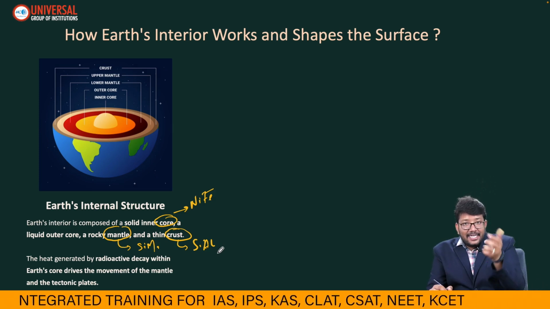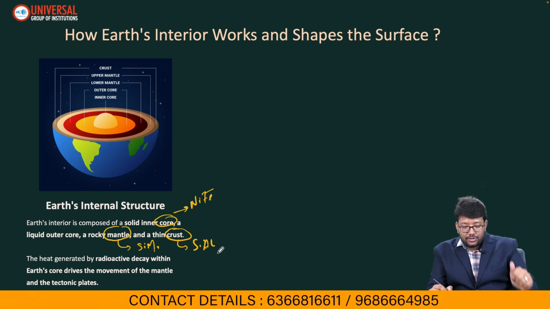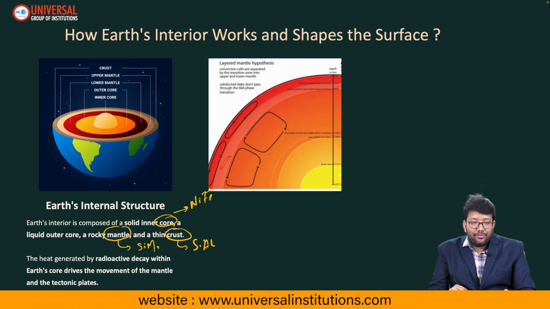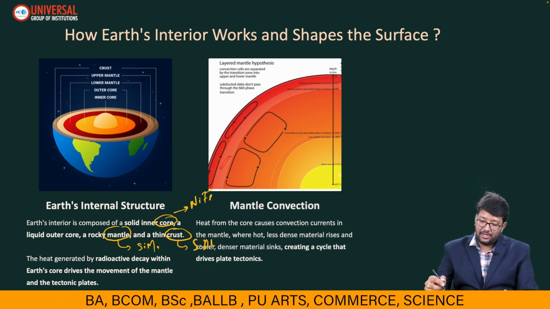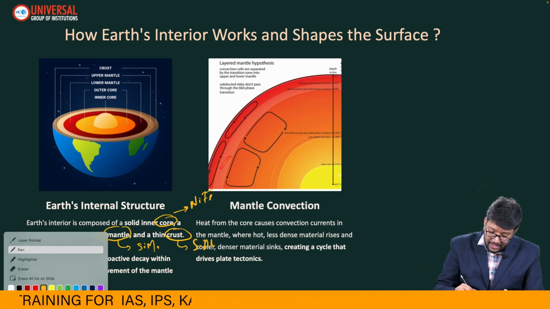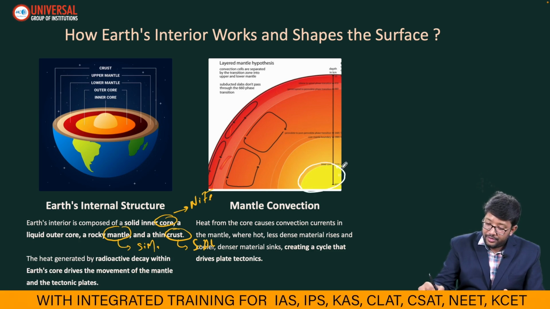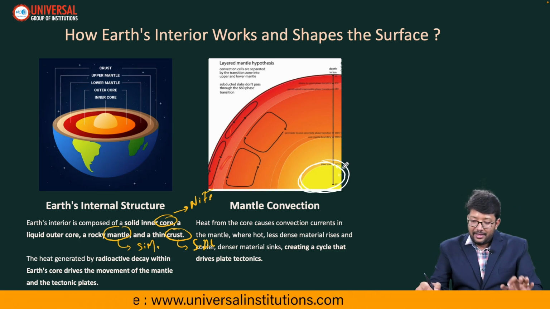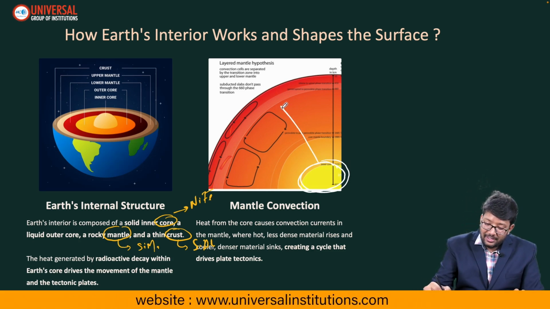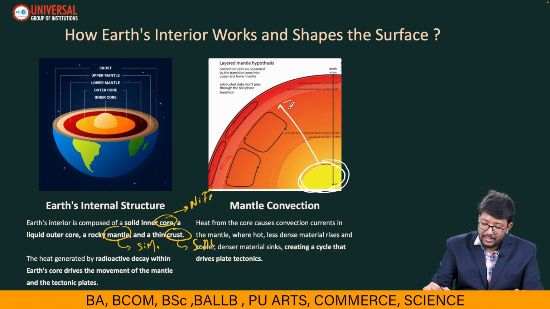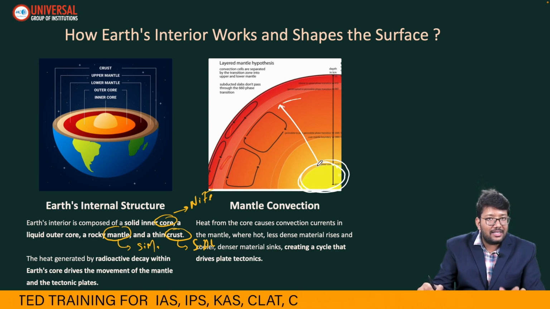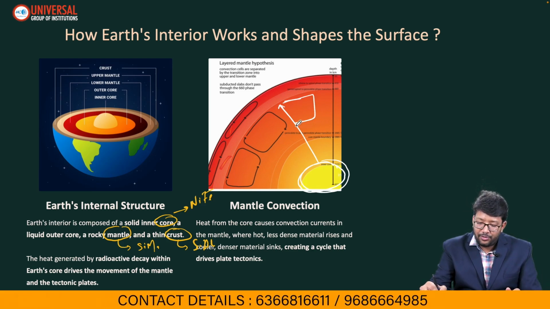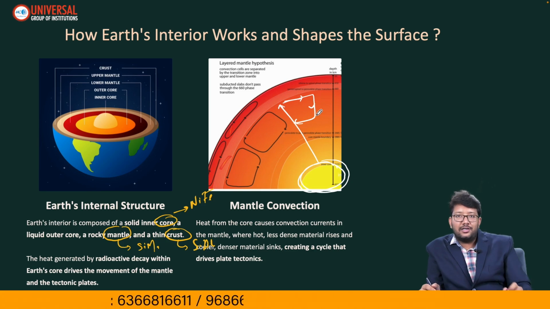Basically, the heat generated by radioactive decay within the earth's core drives the movement of the mantle and the tectonic plates. What is driving what? Mantle convection. As you can see in the diagram, this is our core, and its temperature is very high. So what is happening? Magma is rising. When the magma reaches the earth's crust, earlier it was lower density, so it rose up. Now it has higher density as well as cooling. This process keeps on going. These are called convection currents.